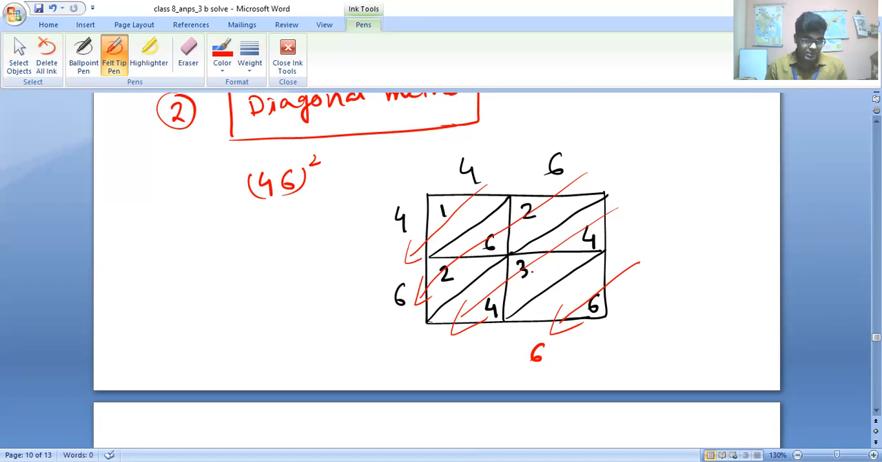So 4 plus 3, 7. 7 plus 4, 11. So we have here 11. Similarly, add them. 6 plus 2, 8. 8 plus 2, 10. Right? 10. And here we have 1.